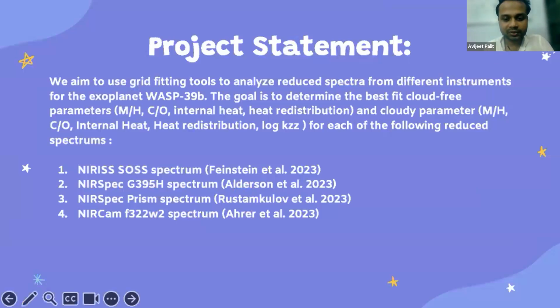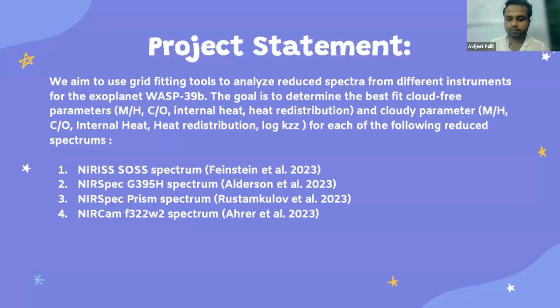Our project basically is to use grid fitting tools of Picaso to analyze reduced spectra from different instruments for exoplanet WASP-39b. The goal is to determine the best fit cloud-free and cloudy parameters. Cloud-free parameters being metallicity, C/O ratio, internal heat, and heat redistribution. And cloudy parameters being metallicity, C/O ratio, intrinsic heat, and heat redistribution, and log Kzz.